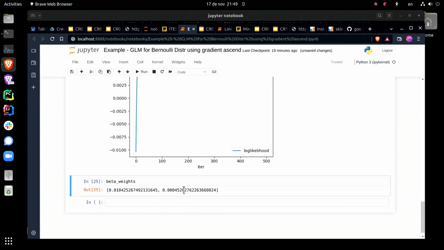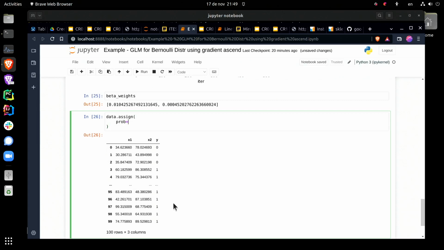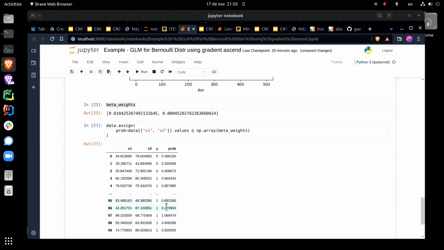In theory, if we get our data and we do the linear combination of the independent variables, let's get the probability, right? For this, we should be able to get x1, x2 values and our weights. Okay, this is not yet the probability. We need to apply the sigmoid function.